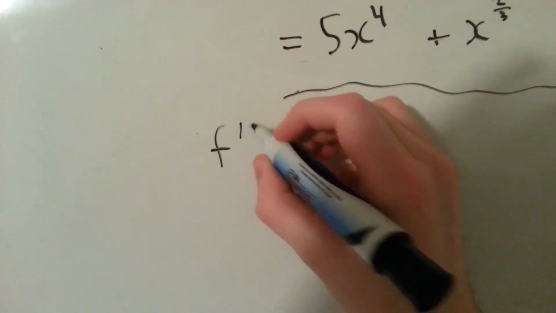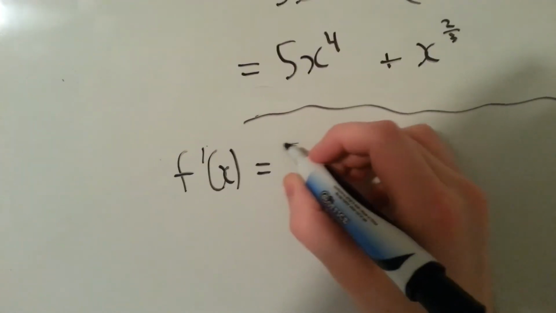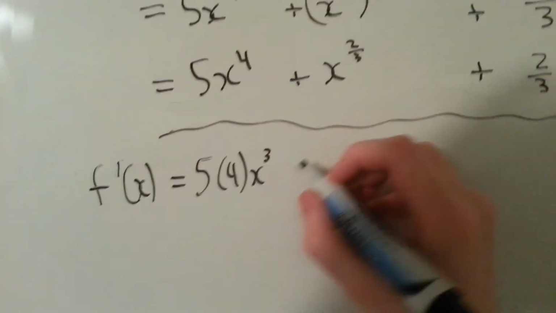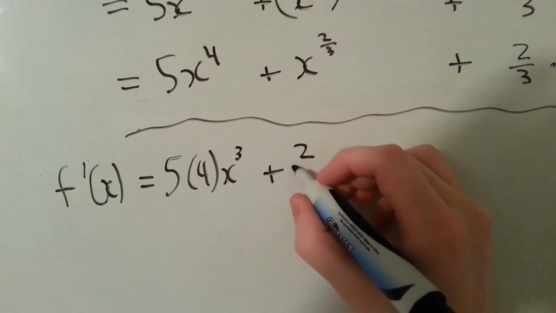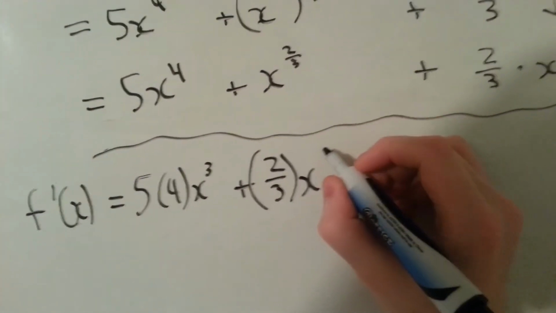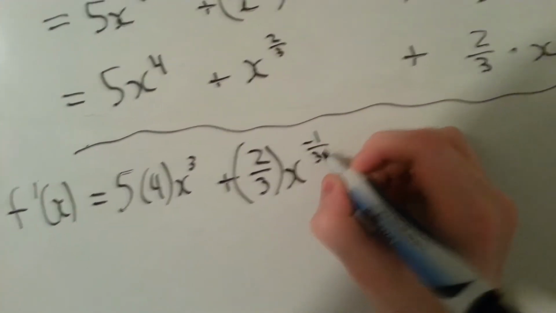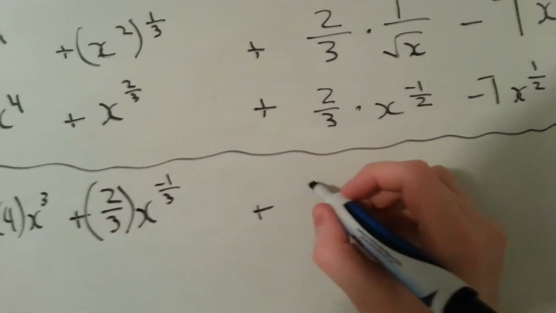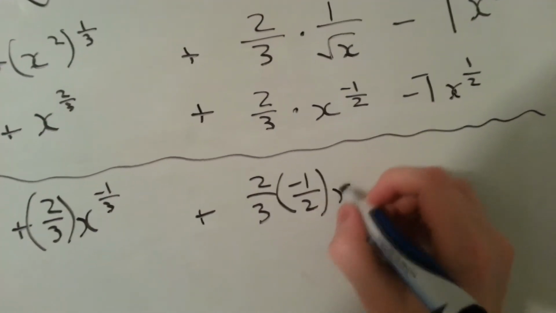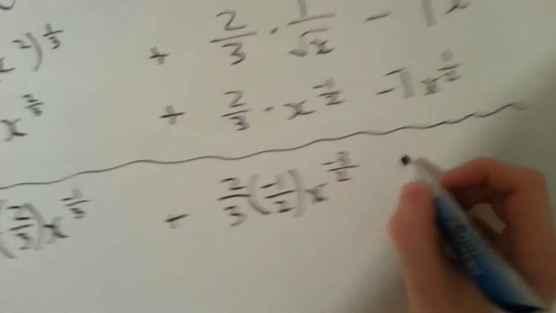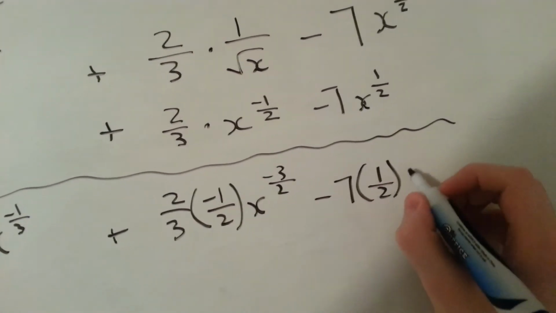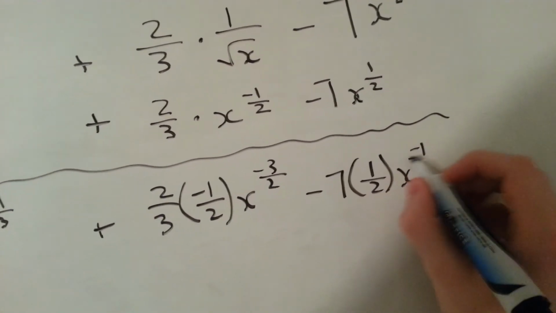Now we can start calculating our derivative function using the power rule on each term in the function. So bring down the 4 and subtract 1 from the exponent. That will be 5 times 4 times x cubed. Then bring down the 2/3 to be the coefficient to the power and set the exponent to be 2/3 minus 1, which is negative 1/3. Then bring down the negative 1/2 and set the exponent to be negative 1/2 minus 1, which is negative 3/2. On the final term, bring down the 1/2 and set the exponent to be 1/2 minus 1, which is negative 1/2.